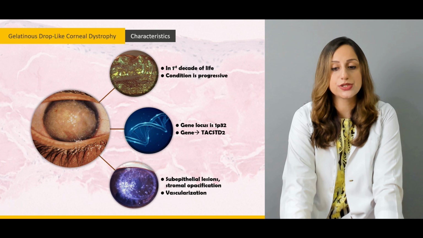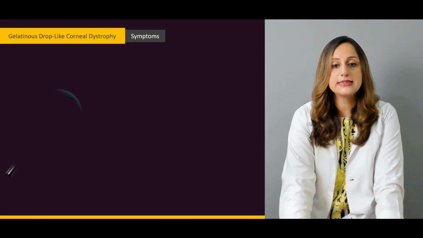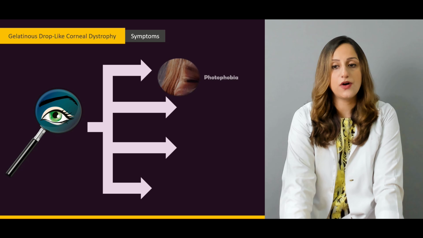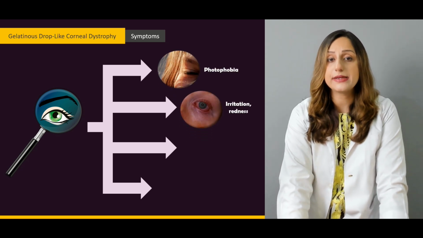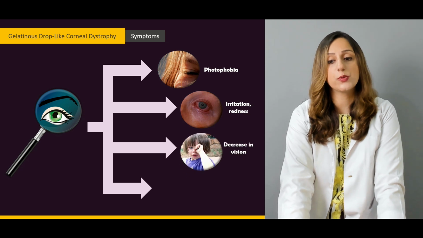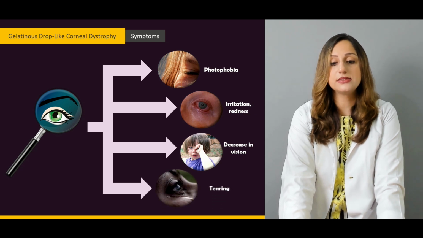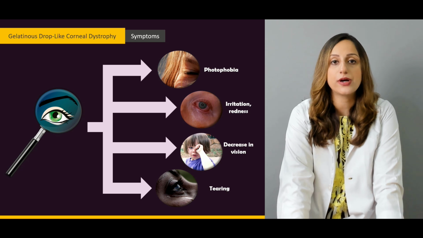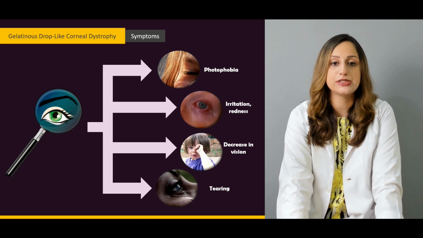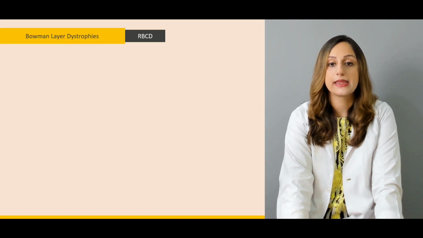Neovascularization is also noted down at the level of the corneal epithelium. The symptoms would usually consist of photophobia, and obviously the irritation and the redness would be coupled along with this kind of photophobic condition. There would be a decrease in the vision noted down, and tearing. So excessive lacrimation or epiphora is one kind of presentation for this kind of patient.